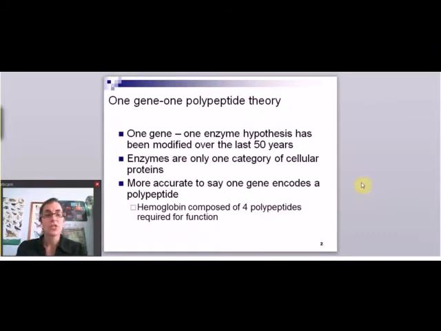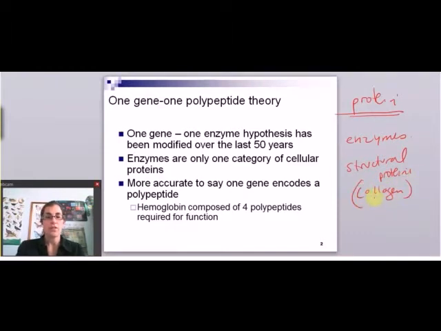So as I mentioned, this was originally called the one gene, one enzyme hypothesis. Today it's referred to as the one gene, one polypeptide theory. And the reason why it was modified is because enzymes are just one type of protein. So remember, protein is a very broad category. It includes things like enzymes, but it also includes things like structural proteins. So for example, collagen, as well as a whole other subset of proteins, which hopefully you remember from that table back in chapter 3.